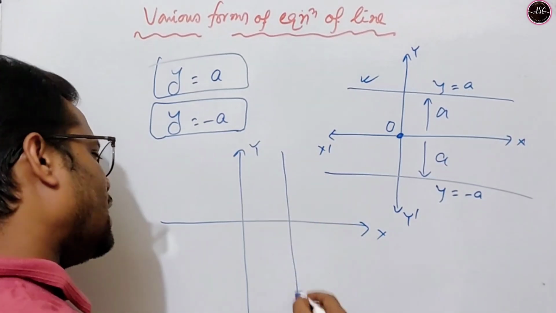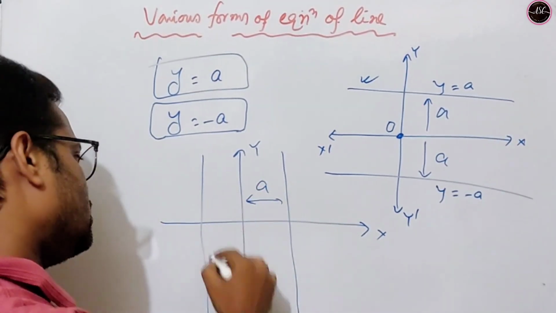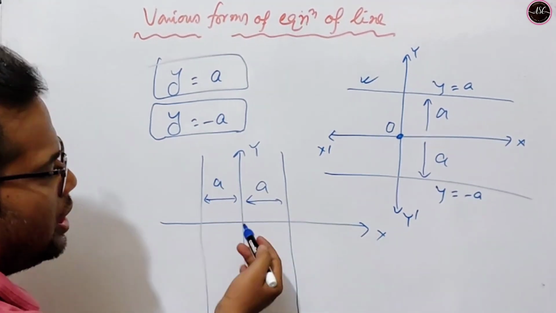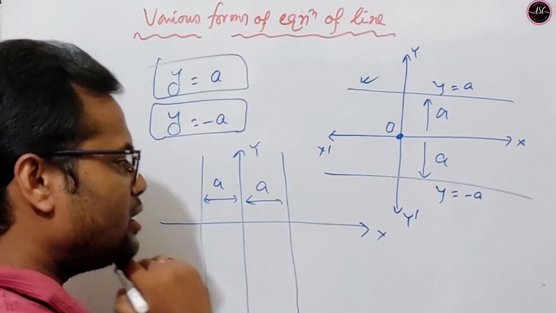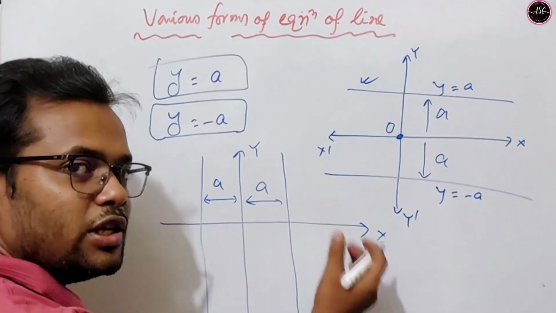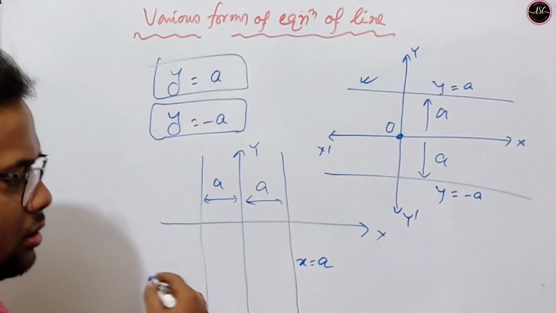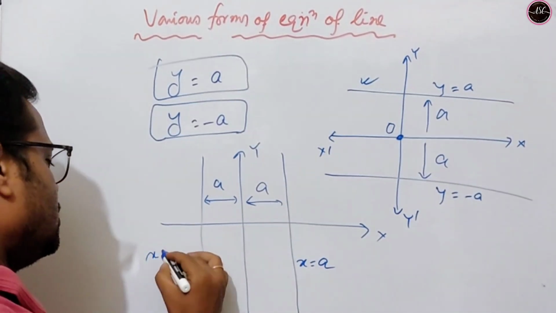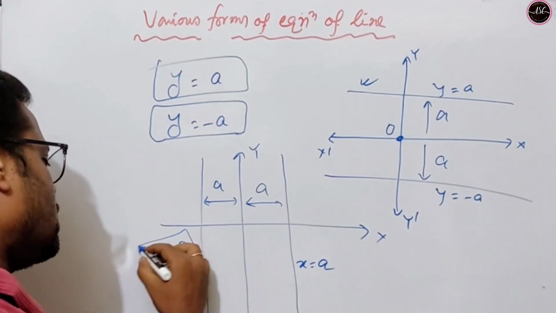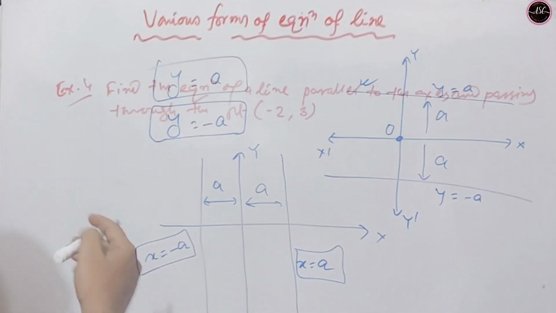And similarly, in the coordinate plane, if any line is parallel to y axis with a distance a, this is the negative side and this is the positive side. So the line in the positive direction has the equation x equal to a, and the line in the negative direction has the equation x equal to minus a. So this should be remembered. Clear?